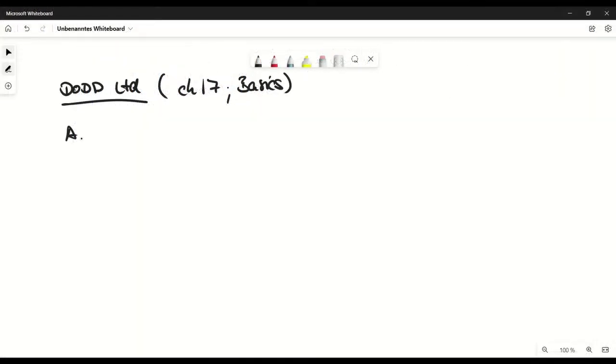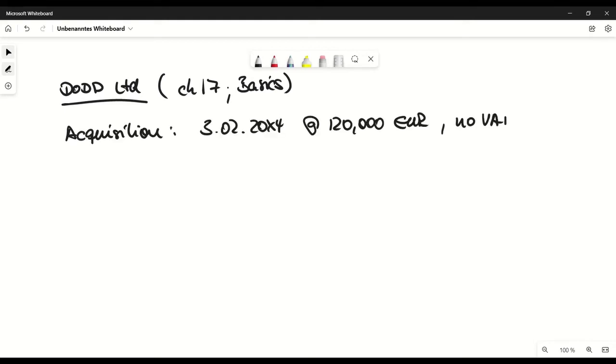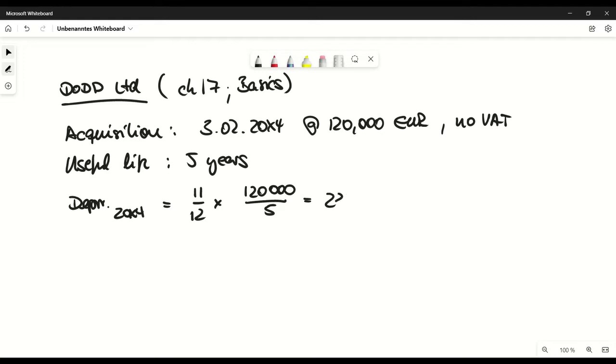The acquisition takes place on the 3rd of February in 2004. No value-added tax is to be considered in this case. The useful life is 5 years, and the depreciation in 2004 is only calculated for 11 months, which gives us 22,000 euros. The depreciation in 2005 equals 120,000 over 5 years, and it gives us 24,000.